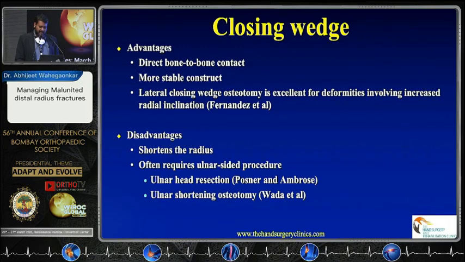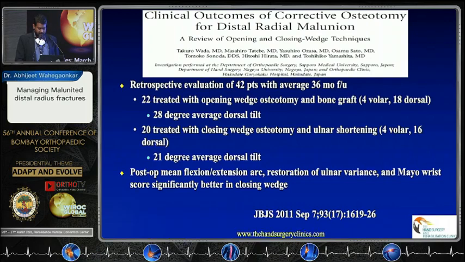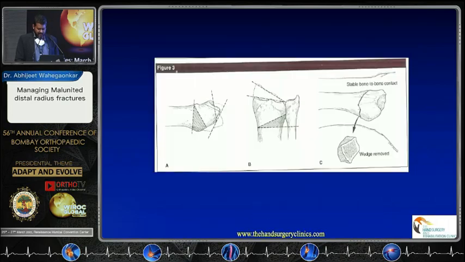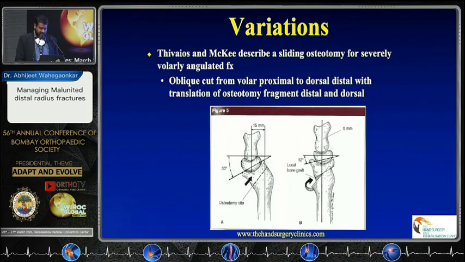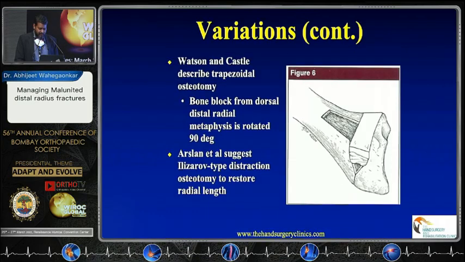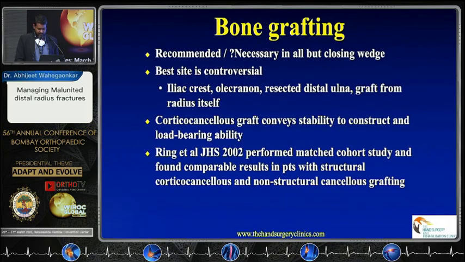Closing wedge, of course, again, there are advantages and disadvantages that are listed out here. I won't belabor too much on this. Again, several studies. This paper from Japan by Takuro Wada is one of the most frequently cited papers, published in JBJS 2011. And again, it has its own advantages and disadvantages. There are certain variations of the osteotomies, such as the sliding osteotomy, or the Watson and Castle trapezoidal. I'm sure all of you must have seen this in several textbooks and journals.